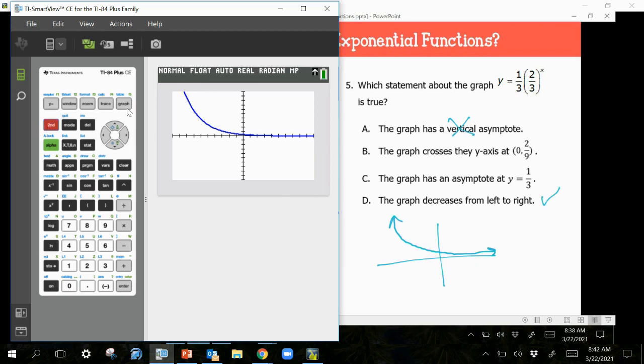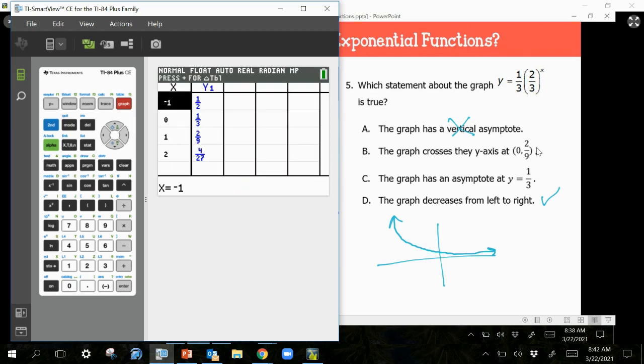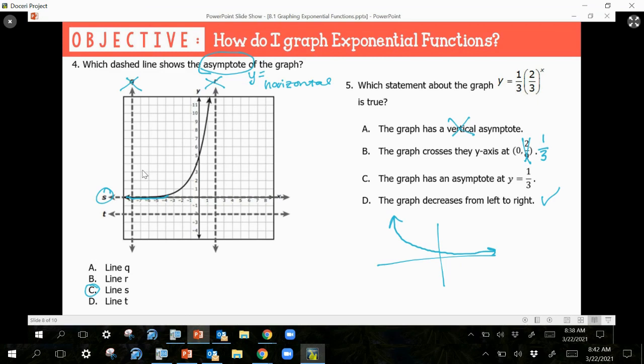If I go to the table, we can see these points better. B is saying 0, 2/9. I see 0, 1/3. So B is not right. It should be 1/3. Now when C says the asymptote is y equals 1/3, the asymptote never crosses. So if the y-intercept is 1/3, the asymptote cannot be 1/3 because that's what it approaches but never touches. All right, I hope you have learned how to graph exponentials. When you're in doubt and just given an equation, always put it into y equals so you can see what the graph looks like.